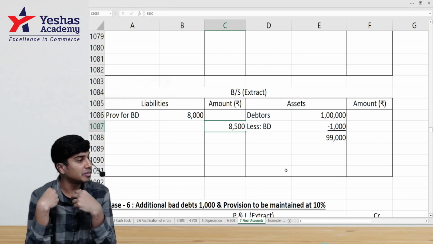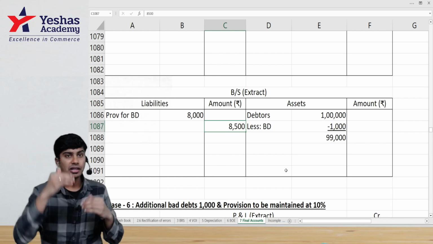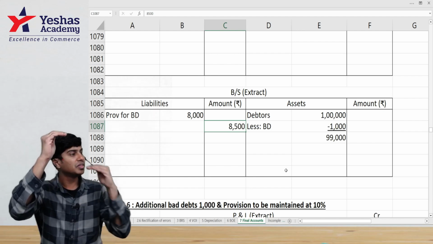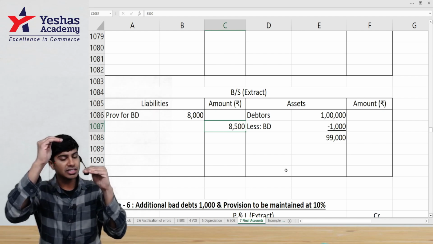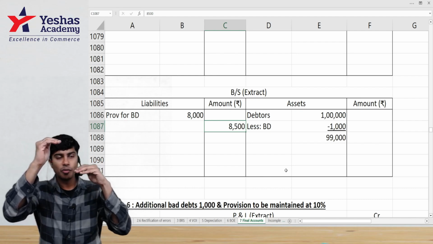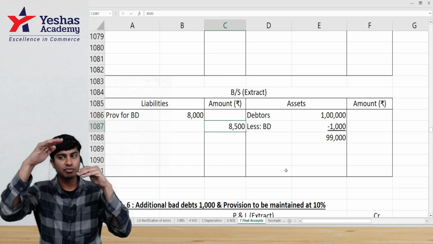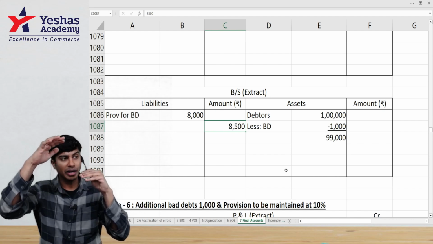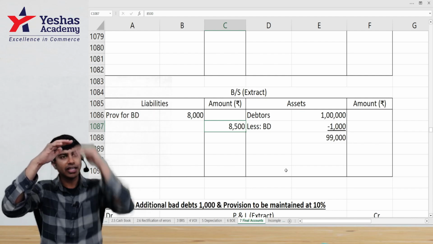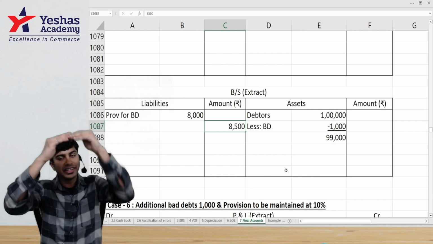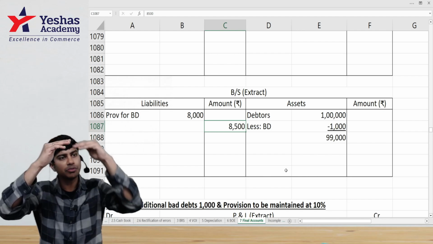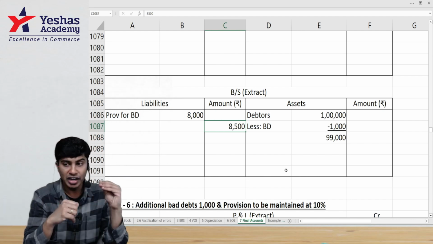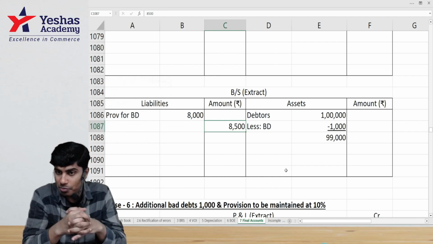I told you, whenever there is existing provision, compare the provision to be maintained with the existing provision. How much is the existing provision? 8,000. How much is the provision to be maintained? 8,500. So should I increase the provision or decrease it? Increase. From 8,000, I would have to increase my provision to 8,500. 500 rupees, I would have to create additional provision.